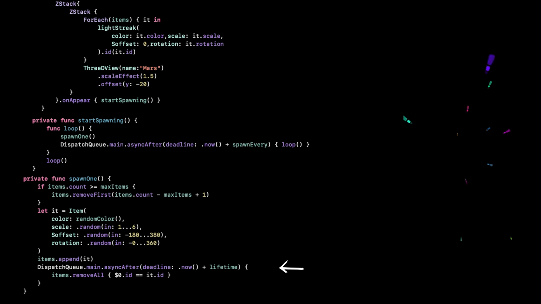We use this to control timing. It lets us delay actions without blocking the UI. We use it once to spawn streaks over time, and again to remove them after their lifetime ends.